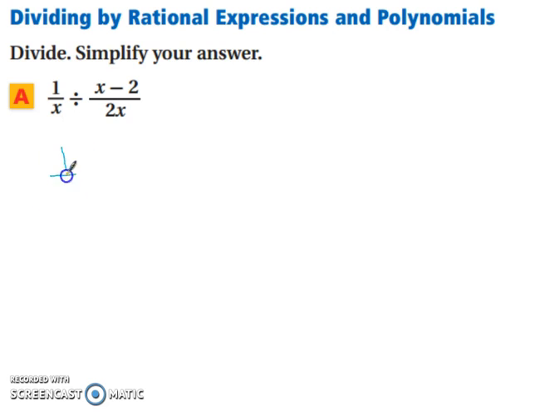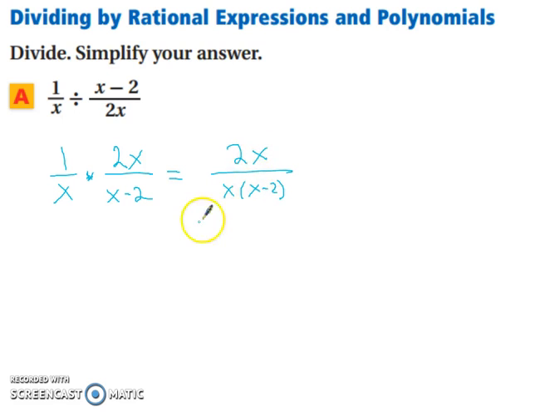So we have 1 over x, and we want to multiply by the reciprocal. So 1 divided by x times, and then we're going to go 2x over x minus 2. If we combine these, we end up with 2x over x times the quantity x minus 2. And then we can reduce our x and our x will cancel out and become 1. So we're just left with 2 over x minus 2. Let's try another one.